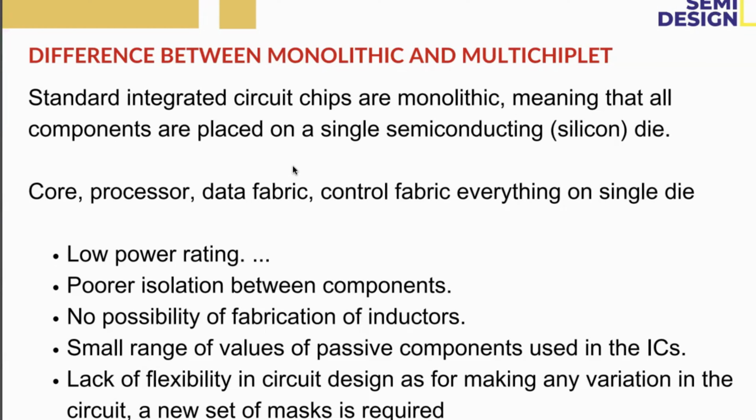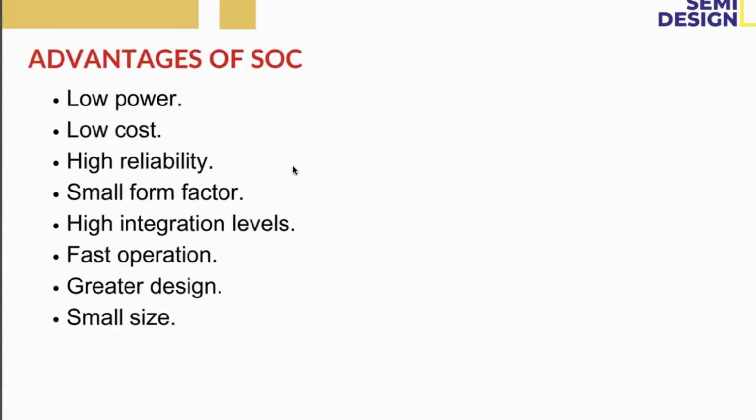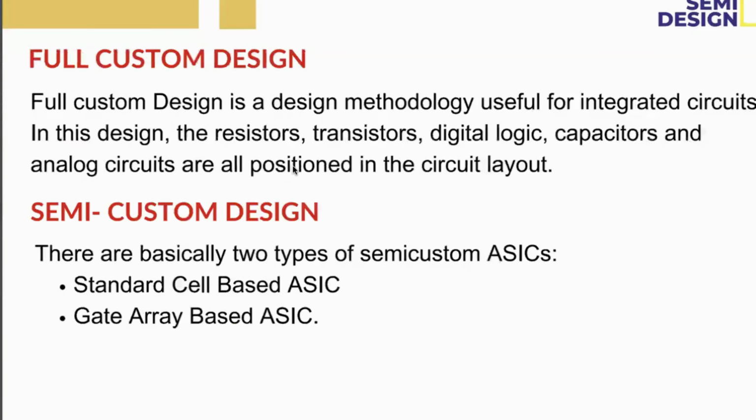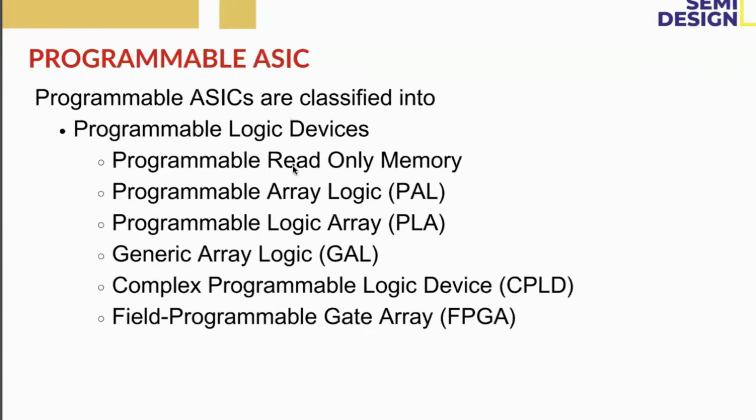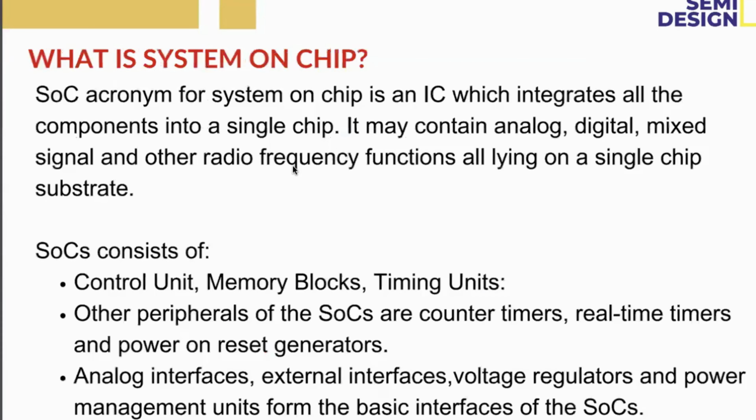Yesterday we discussed ASIC and ASIC design. In ASIC design, there will be full custom design and semi-custom design. We have discussed briefly on that. So what is the difference between standard cell based and gate array? And what are the different programmable ASICs? Okay, so PAL, PLA, GAL, CPLD, FPGA, all these things we have discussed. So finally, system on chip. What is meant by system on chip? And what are the different blocks involved in it?